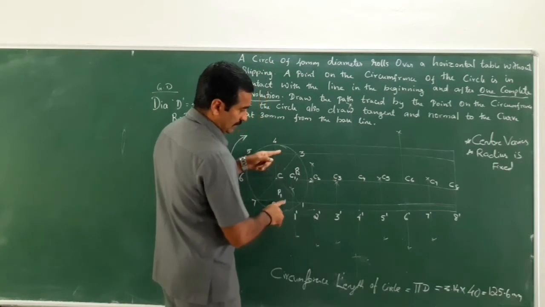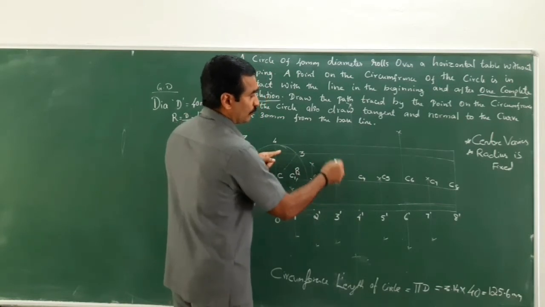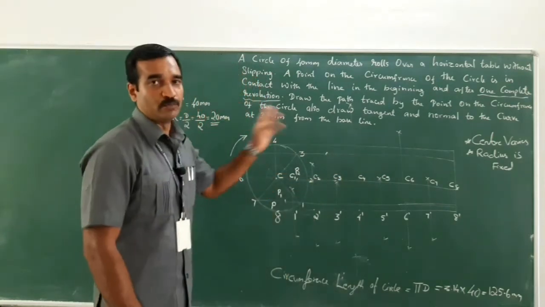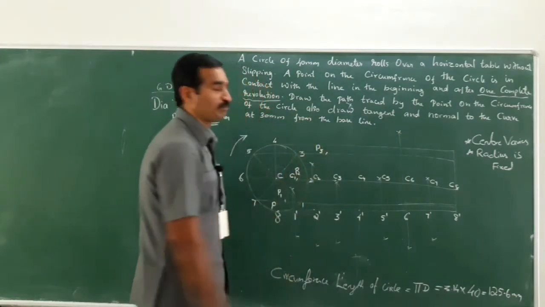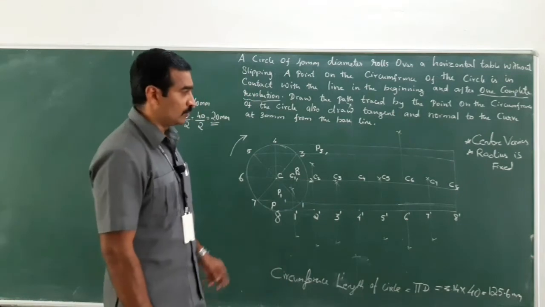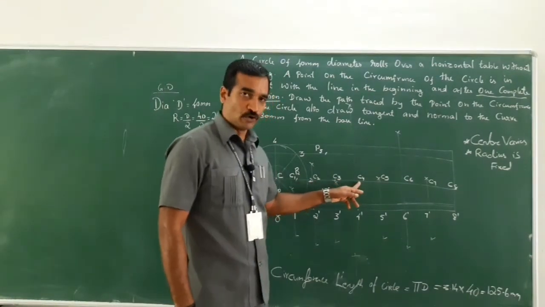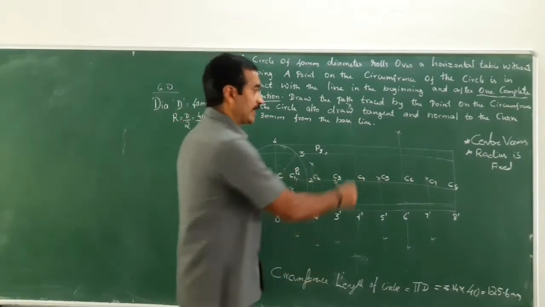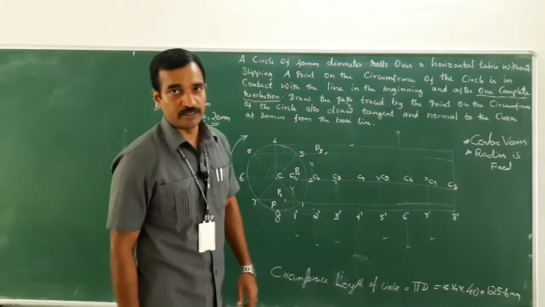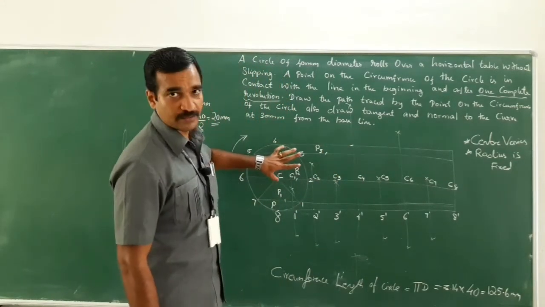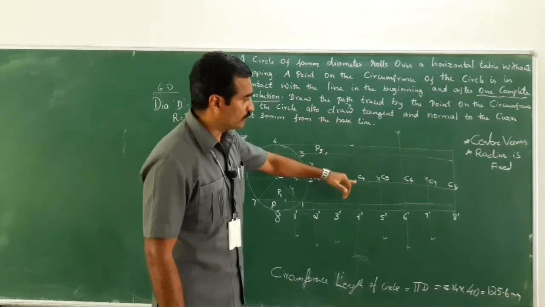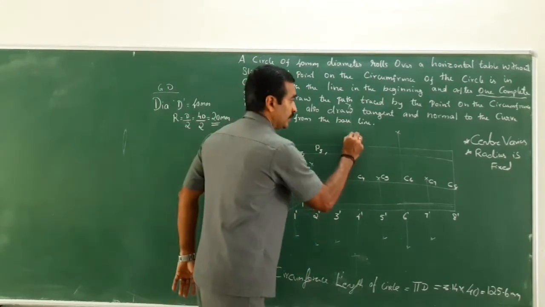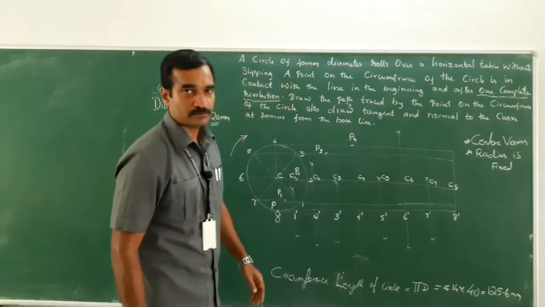So point 1 is here, point 2 is here. If you rotate the compass, it will cut somewhere here. So this point is named P3. Now change the center. Now C4, without changing the radius, cut an arc. It will intersect here only, because this rolling circle radius is 20 mm and this horizontal line is also 20 from the center. Therefore, it cuts here. This is P4.